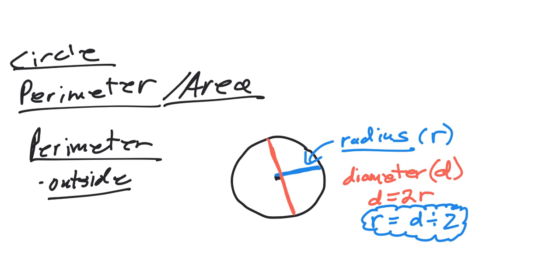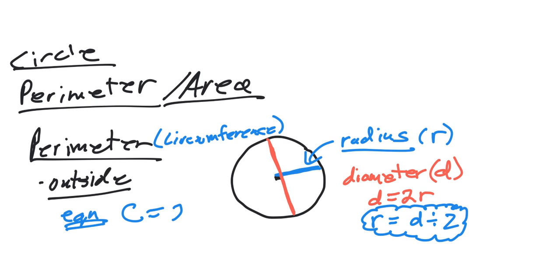Okay? Now, here is the equation that we're going to be working with for this lesson. So, the perimeter of a circle, also known as the circumference, C is equal to 2 times 3.14 times the radius. That's it. That is it. That is what we're using today for calculating our circumferences.